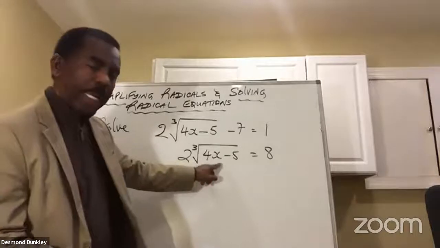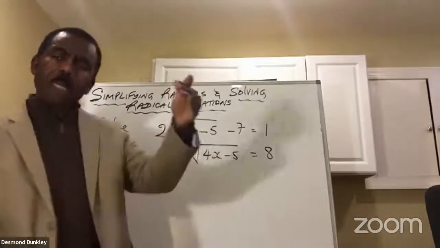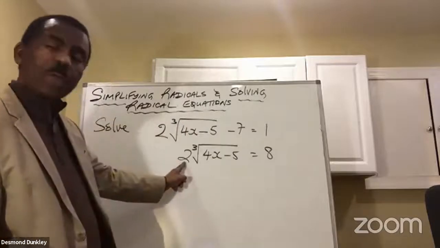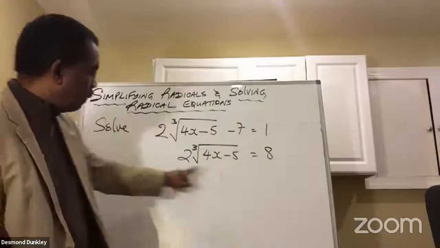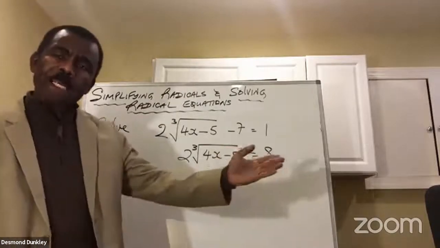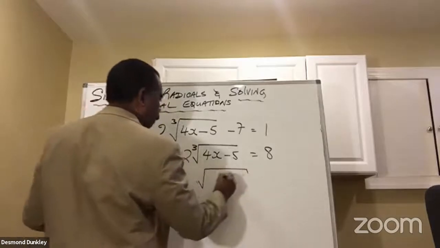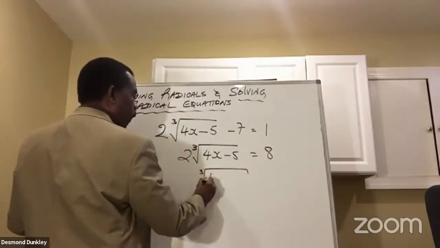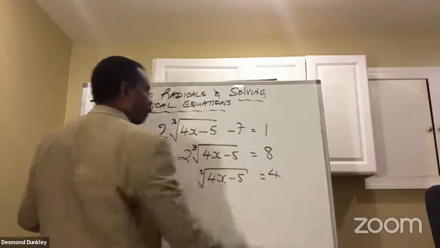Again, we're trying to get to x, but we have to get rid of all the stuff on the outside before we can get on the inside. So now we need to get rid of the 2. How do we get rid of the 2? We divide. You're multiplying by 2, so we divide by 2. So now we have the cube root of 4x minus 5 equal to 4.